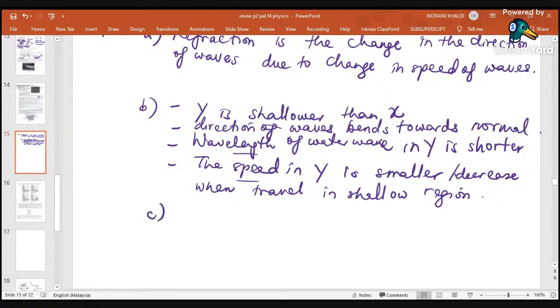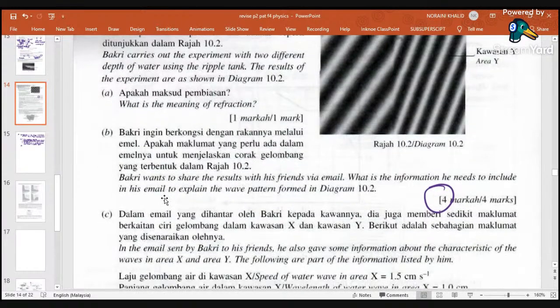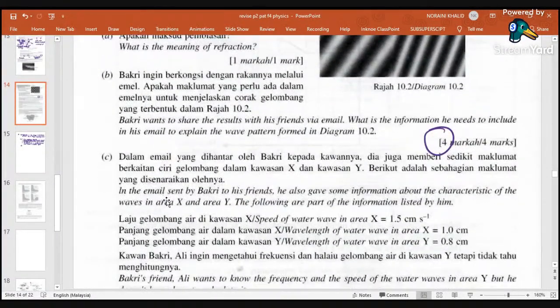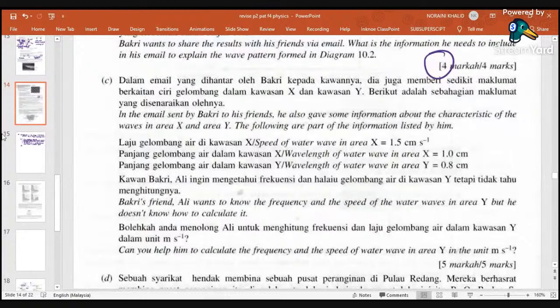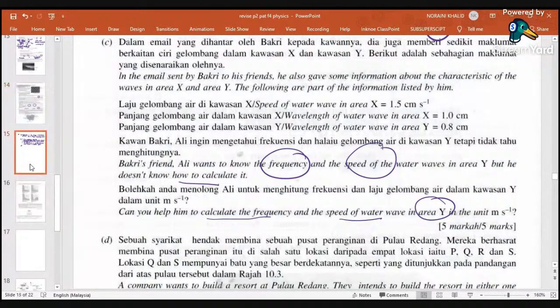Okay, and then part C. Email sent by Bakri to his friend also gave information about characteristic of wave in area X and Y. The following are part of information listed. So ini semua adalah information diberikan. So dia ada apa? Bakri's friend Ali wants to know frequency and speed in area Y but he doesn't know how to calculate. Okay, can you help him to calculate frequency and speed of water wave in area Y in meter per second? 5 marks. So this is a calculation problem for part C.